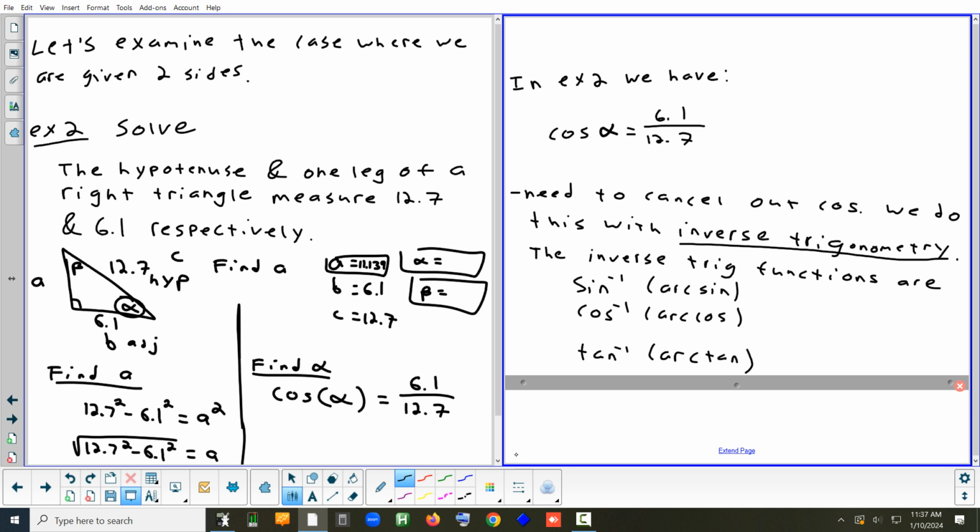But there is another way that you can write inverse trig, and it's called arcsine, arccosine, or arctangent. It's just a different notation. It's the same thing.